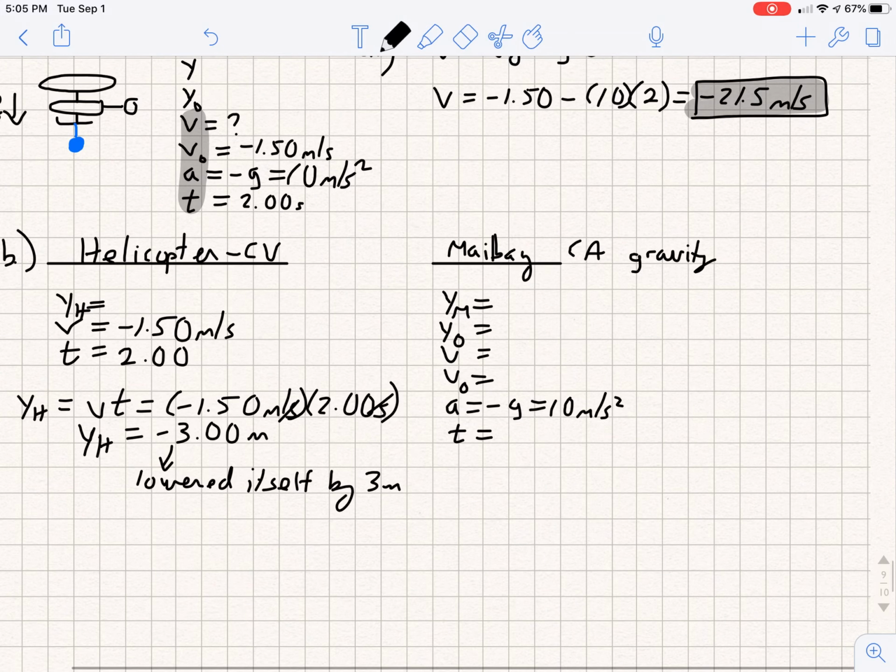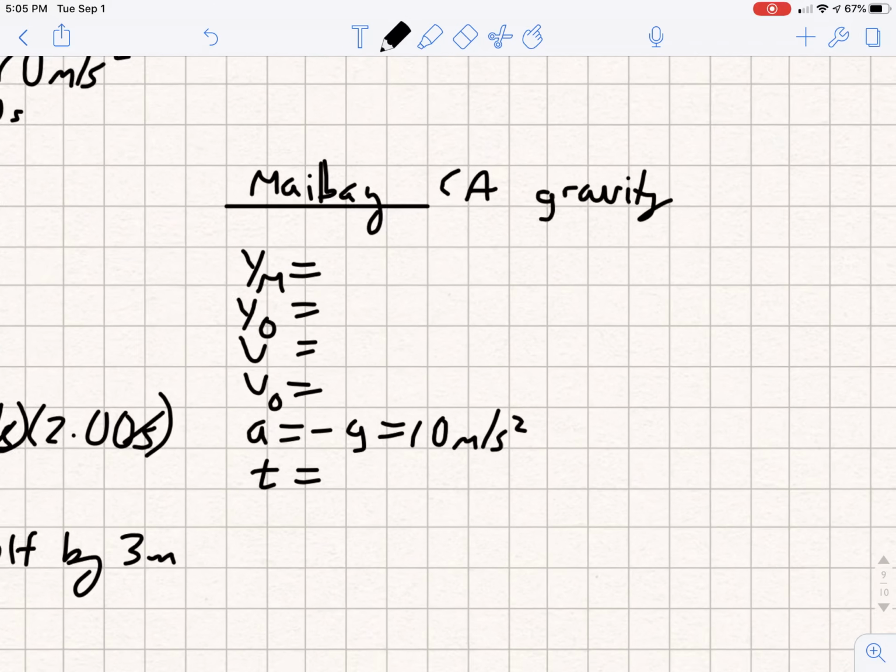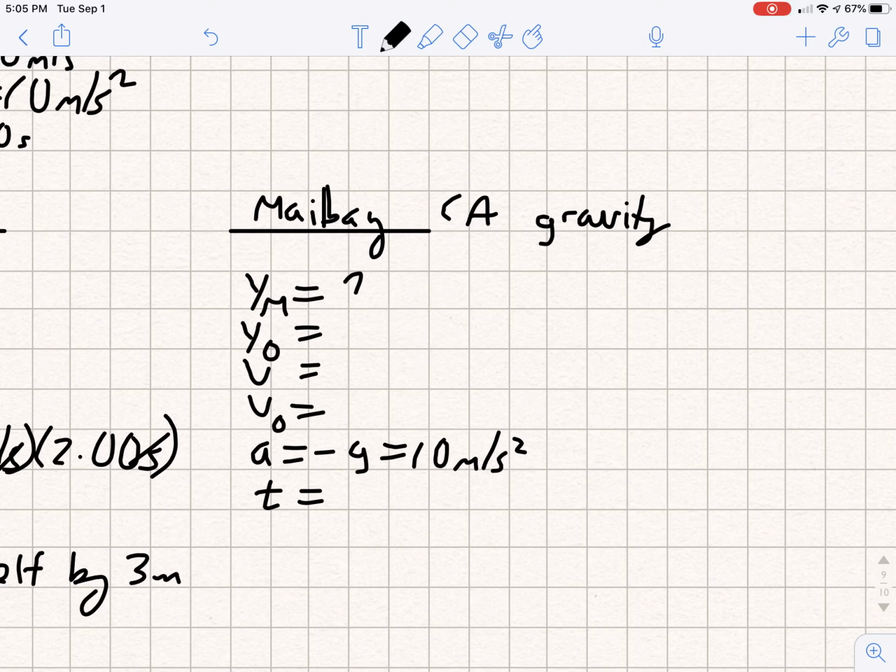Now we can look at the position of the mailbag. If the helicopter only reduced its position by 3 meters, how far did the mailbag go down? Once we know how far that went down, we can subtract the two positions and we can get how far below the helicopter the mailbag will be after 2 seconds. So I want to know this value right here.